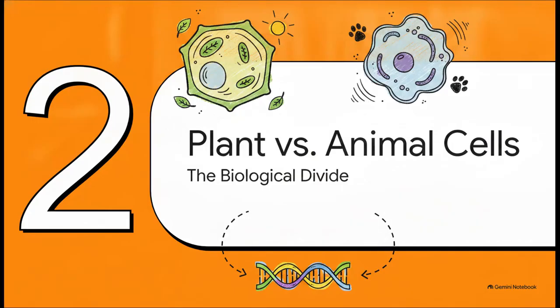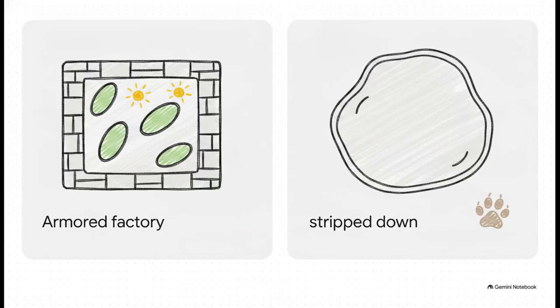Section 2, Plant versus Animal Cells, the Great Biological Divide. Because while we do share that essential baseline, plants and animals took completely different evolutionary paths. That shared blueprint eventually splits into a massive divide. Plant cells are essentially these armored, self-sustaining factories. They've got a cell wall made of cellulose to give them a rigid structure and chloroplasts that let them harness the sun to actively make their own food through photosynthesis.